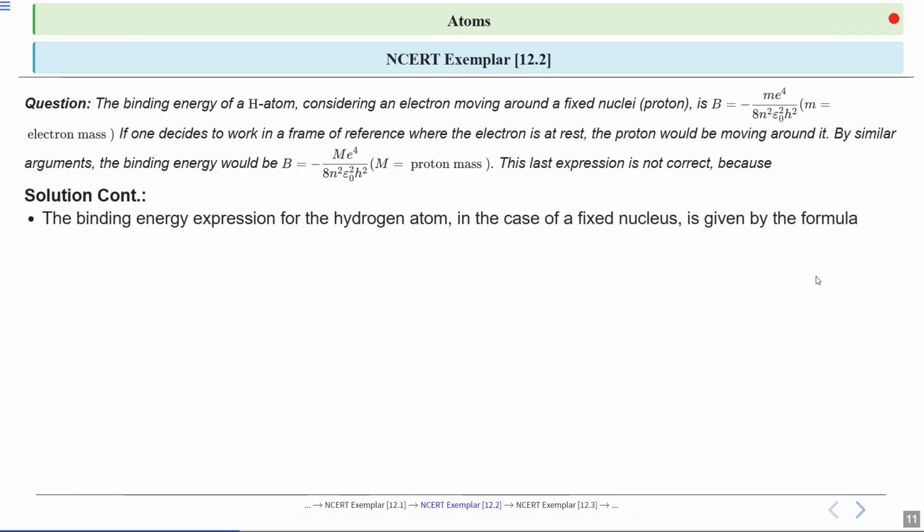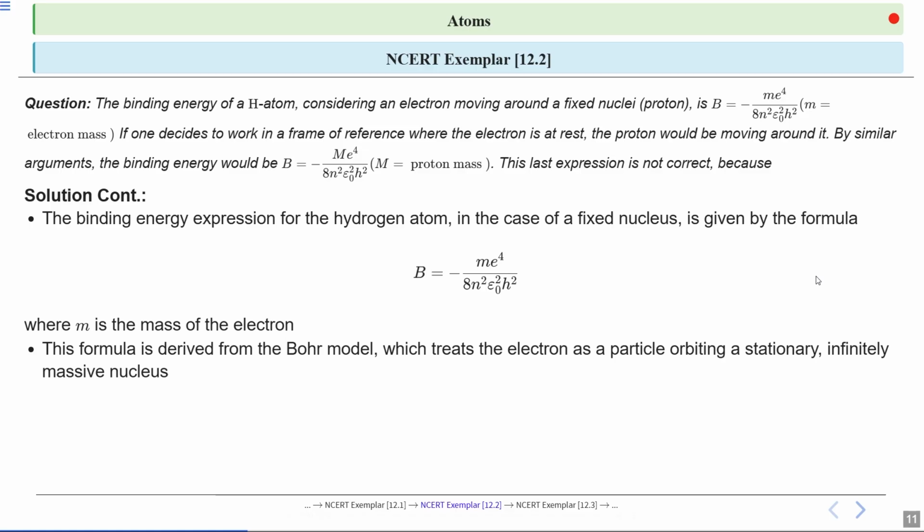First, let's recall the standard formula for the binding energy of a hydrogen atom when the nucleus is considered fixed. The formula is B equal to minus me raised to power 4 upon 8n square epsilon naught square h square. Here B is binding energy, m is the mass of the electron, e is the elementary charge, n is the principal quantum number, epsilon naught is the permittivity of free space, and h is Planck's constant. In this formula, m stands for electron mass, and the electron is much lighter than the proton, so its mass dominates the calculation.